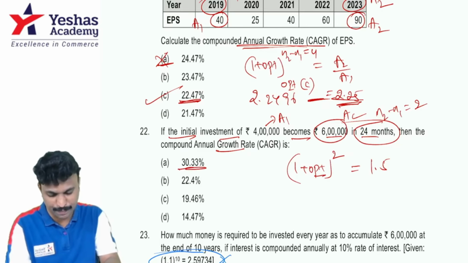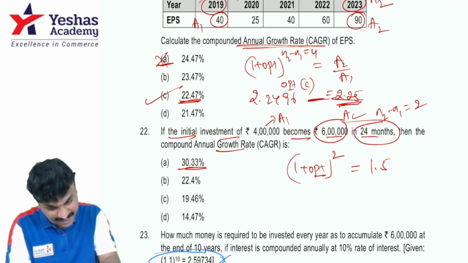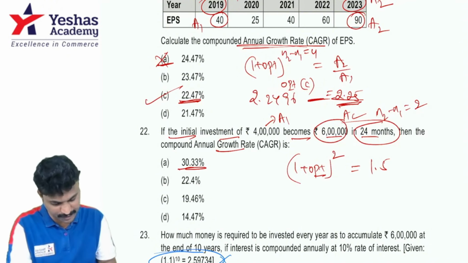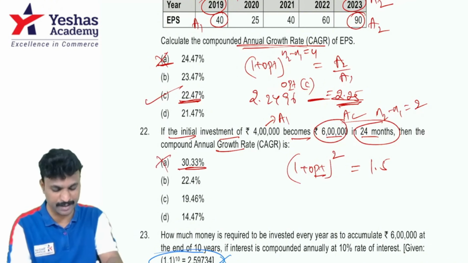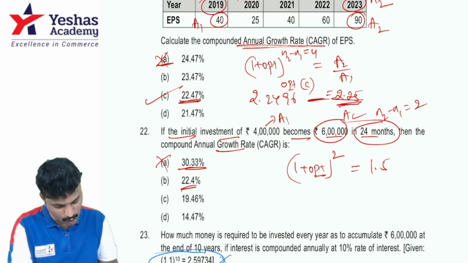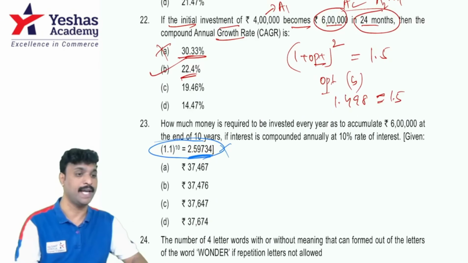You check 1 plus 30.33 percentage, press into, press equal, that fetches me 1.69, which is greater, so definitely not the right answer. Second option, 1 plus 22.4, press percentage, press into, press equal for raising the power to 2. Option B is giving me 1.498, which is approximately 1.5. Correct? That means option B is the right answer.